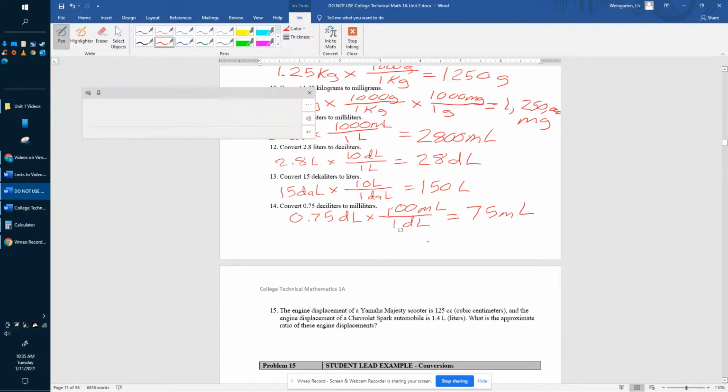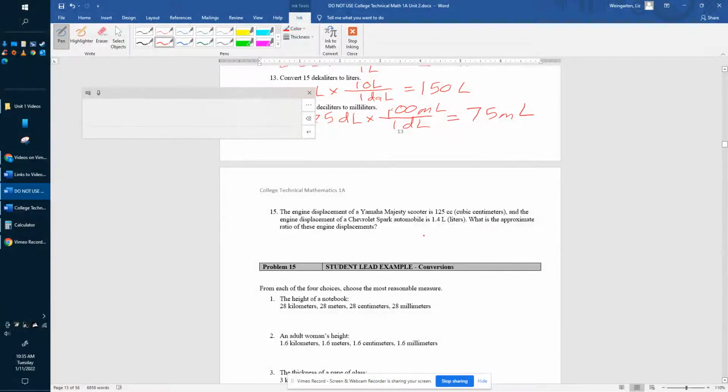All right, hang with me, just one more to go before you start working on your own. The engine displacement of a Yamaha Majesty scooter is 125 cubic centimeters. And the engine displacement of a Chevrolet Spark is 1.4 liters. What is the approximate ratio between these engine displacements? So let's take a look.